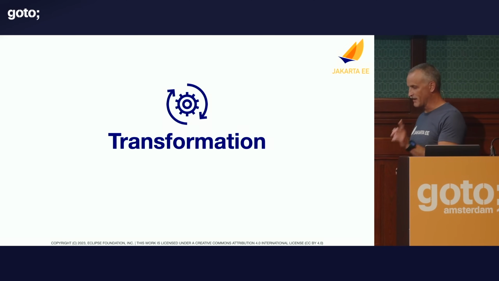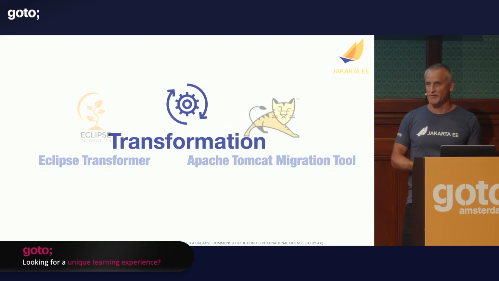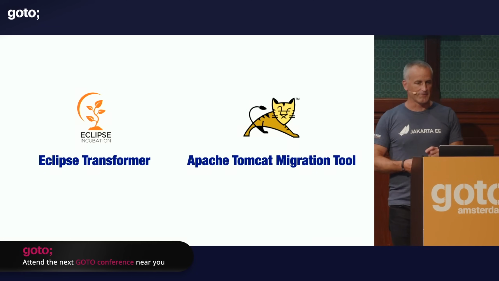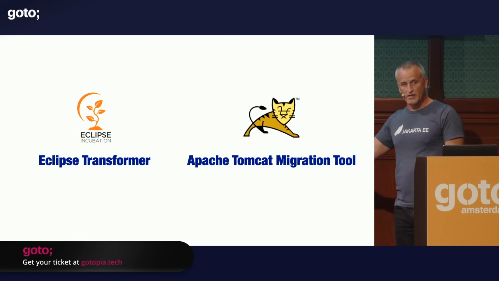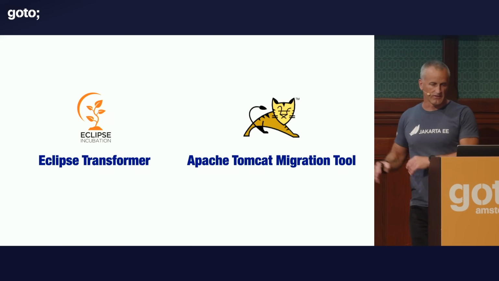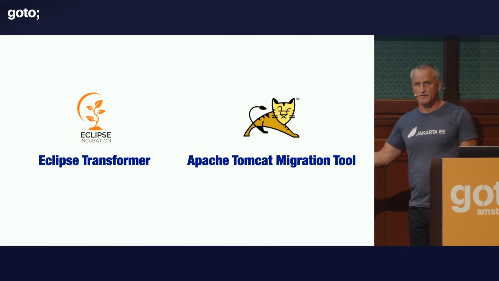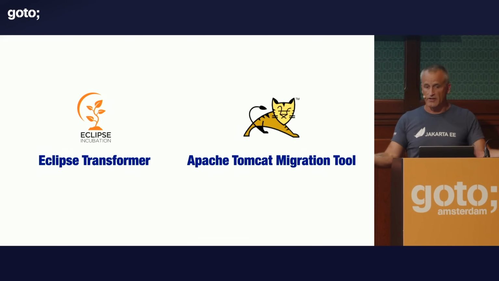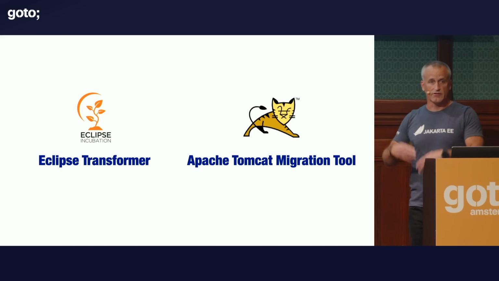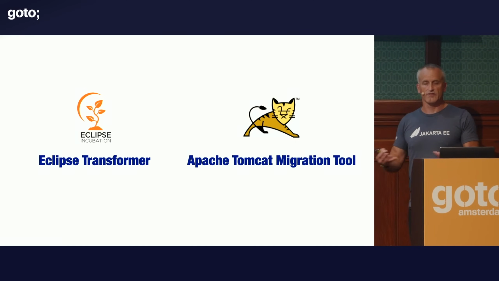And luckily, we also have some tooling that can do this stuff for us, so we don't even have to touch the code, and that's transformation. We have the Eclipse Transformer and the Apache Tomcat migration tool. And we have some other products, both commercial and non-commercial, out there, that will take the bytecode for you and transform it. So if you have a war archive or a jar or whatever, you can just pass it through these and they will do the bytecode transformation for you and you can run it on the Jakarta namespace without even touching the code.